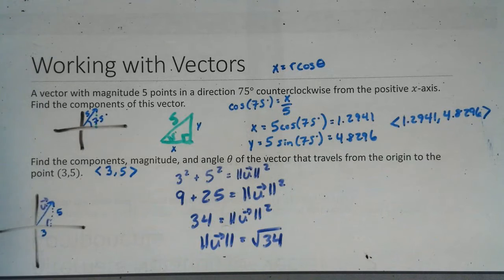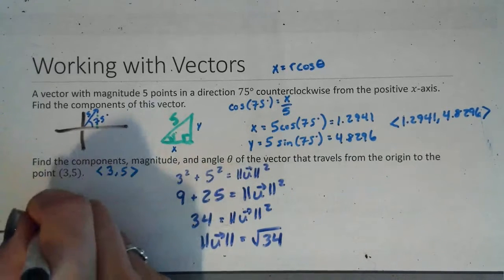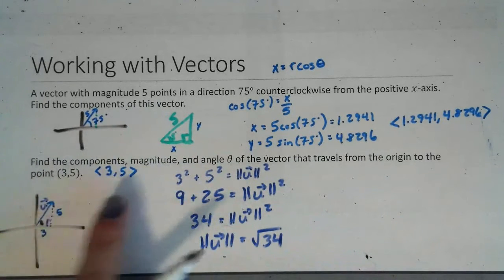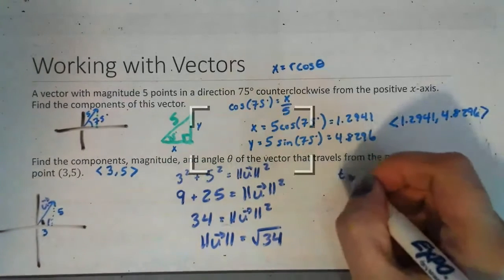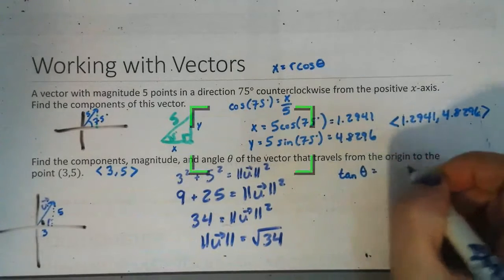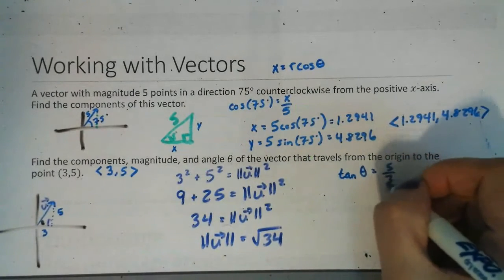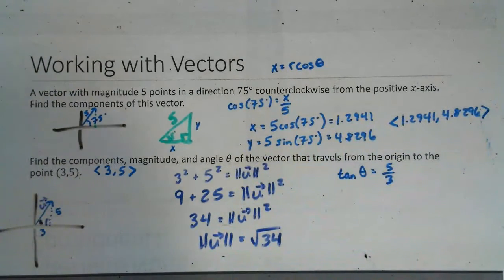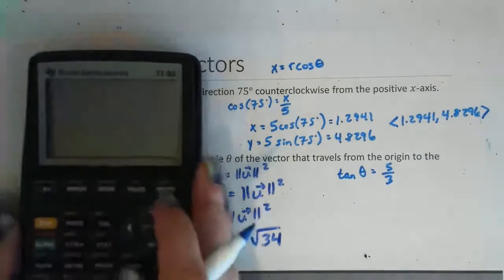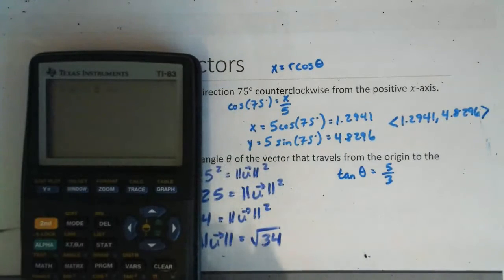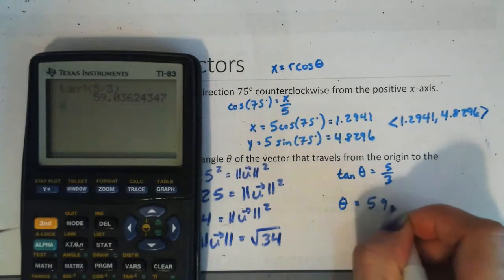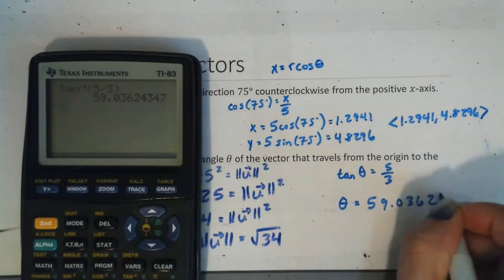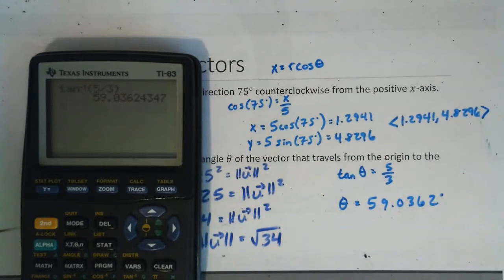Finally, we need the angle theta of the vector. It's going to be that angle there. We know the opposite and the adjacent, so that sounds like tangent to me. The tangent of our angle theta is equal to the opposite 5 over the adjacent 3. So to solve for theta, I can inverse tangent. The inverse tangent of 5/3 gives me that theta is equal to 59.0362 degrees.